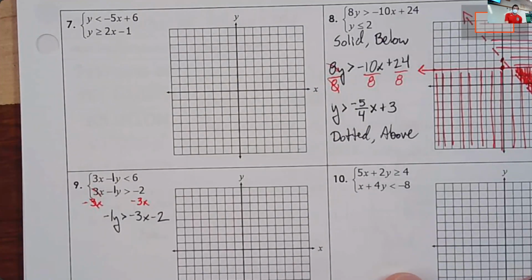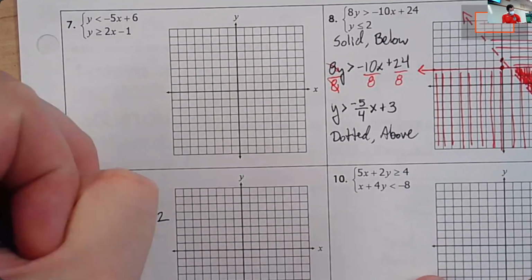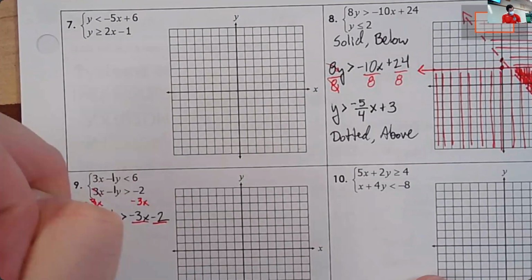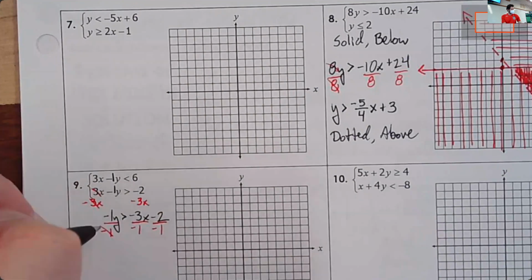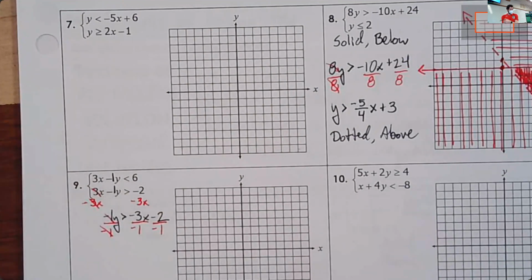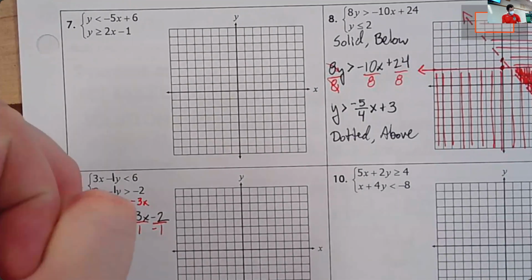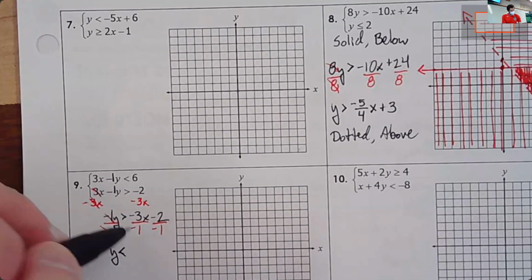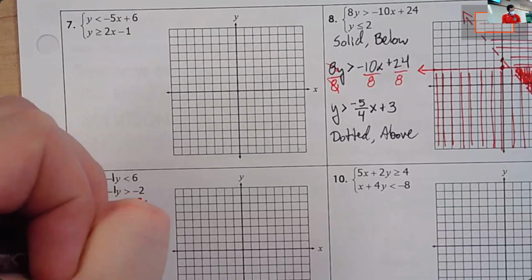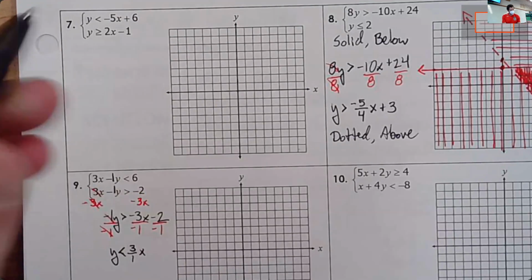And so the next thing that has to happen here is we have to divide every single thing by negative 1. And the negative 1's cancel. Because we're dividing by a negative number, we have to flip around the inequality. So it's going to say y is less than instead of greater than. And negative 3 divided by negative 1 is just 3. So that'd be 3 over 1x. And then negative 2 divided by negative 1 is positive 2. So plus 2.